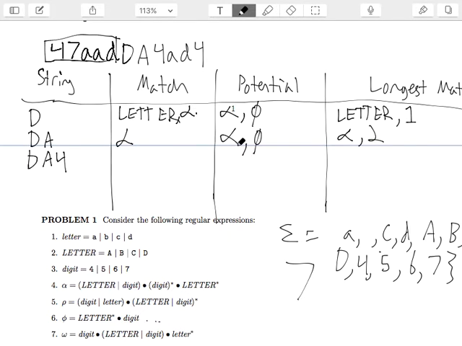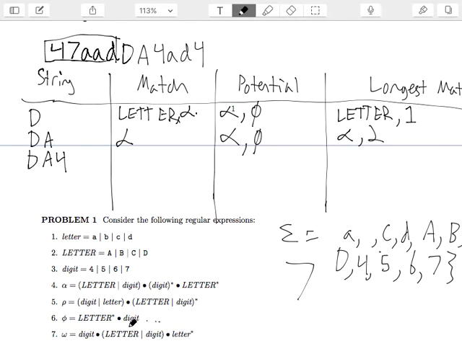All right, so DA4. Does it match alpha? No, not anymore. The first letter matches the D, but because the second letter is a capital A, this digit star has to go to epsilon, which means right now we're matching capital letter star, which matches the A. But letter star does not match 4. So alpha doesn't match and doesn't have the potential to match. No, there's no possible way.